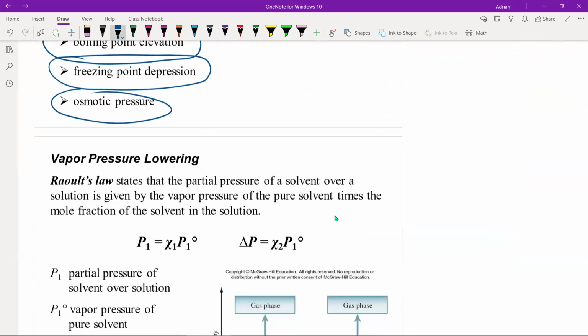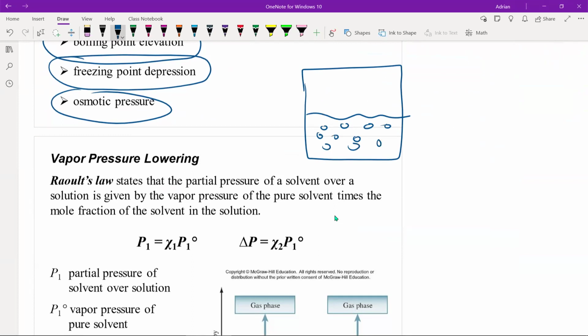So remember, when you have a container, let's say, and there is a liquid in it, like this. The container is sealed. Some of these liquid particles at the surface can break free and go into the vapor phase. And when they do so, they will exert a pressure when they bounce into the walls of the container. So that is known as the vapor pressure. And this is just going to be of the pure liquid in this case.